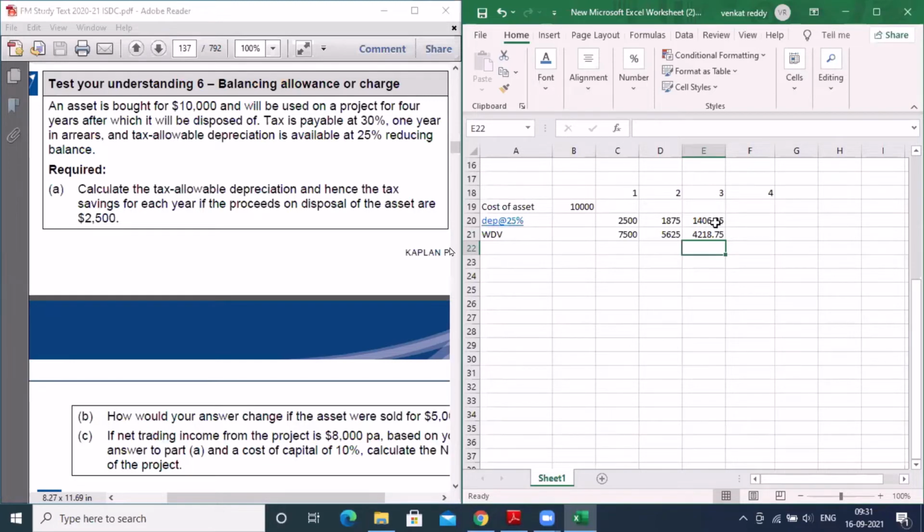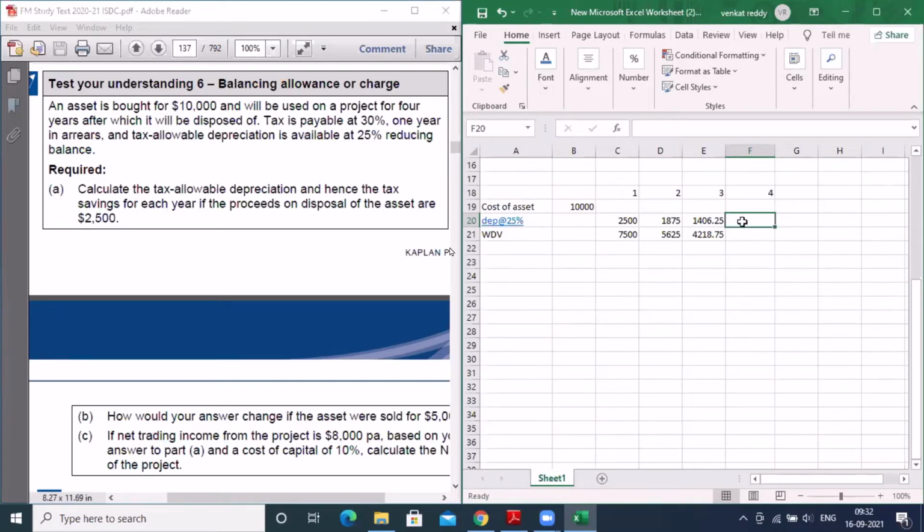So as per the tax authorities, in the year of disposal, we won't be calculating any depreciation. But in that year, we need to calculate balancing allowance or balancing charge. I hope you might have recollected that. So, sorry, in the fourth year, because in the fourth year the asset is disposed. Here you can see it will be used on the project for 4 years, and after it will be disposed of. So it means in the fourth year the asset will be disposed of.